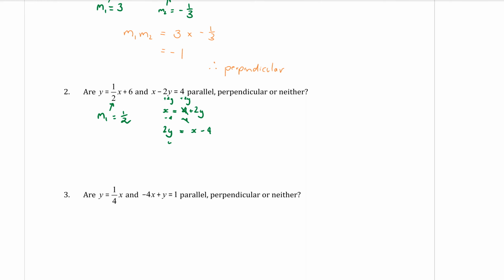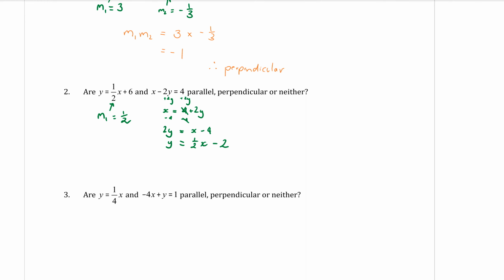Now there's two ways you can write that. Either you could go x over 2, or knowing there's a 1 in front of that x, it would be 1 over 2x minus, and 4 divided by 2 is 2. So I've divided each term by 2. Does that make sense? Okay, now it's in y equals mx plus b form.